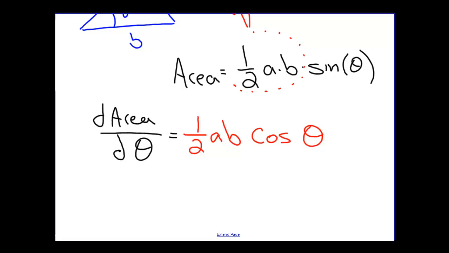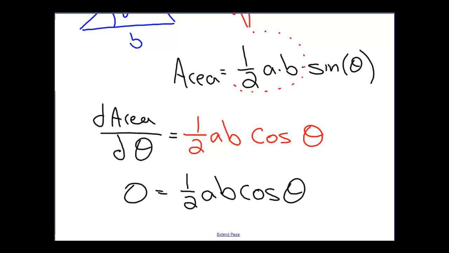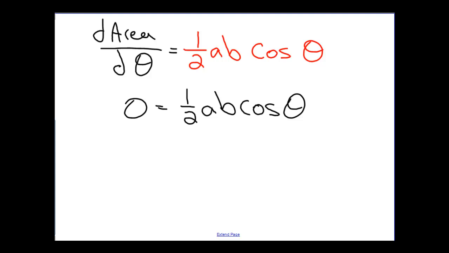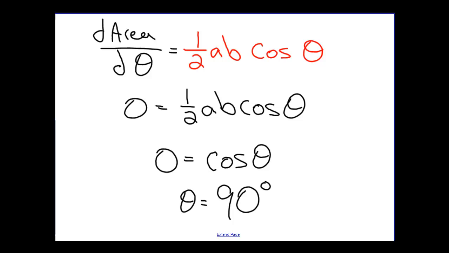Now, in order for this to be a maximum, we can set this equal to 0. So we can say 0 equals 1/2 AB cosine theta. The only variable here is theta. And you'll notice that it doesn't matter what the size of A and B are. The area of the triangle will be maximized when we have 0 equal to cosine of theta. And that, of course, if you look back at your unit circle, occurs with an angle of 90 degrees. So for given sides, a right triangle has a maximum area.